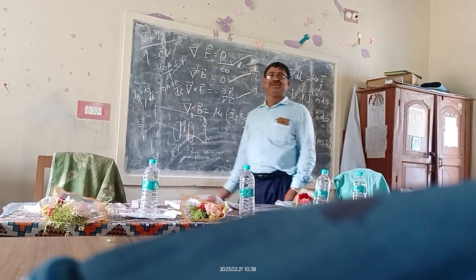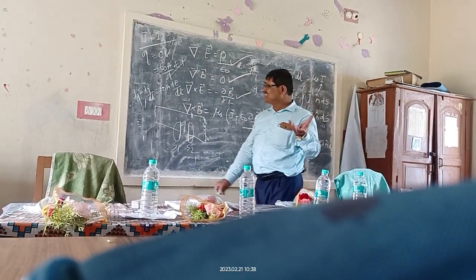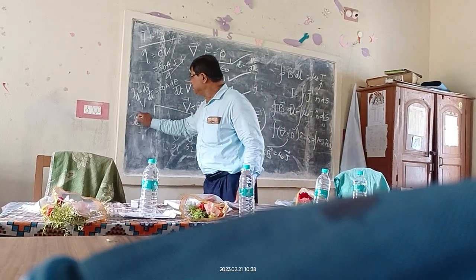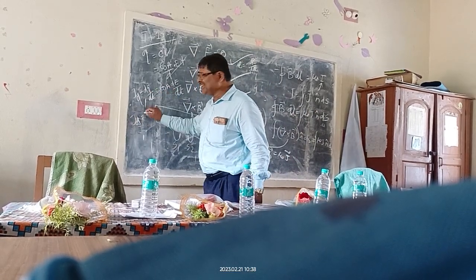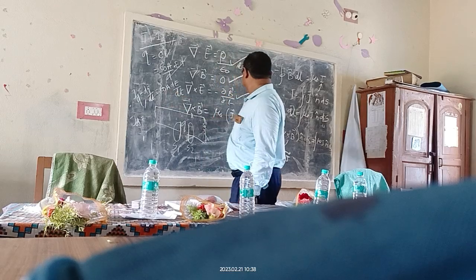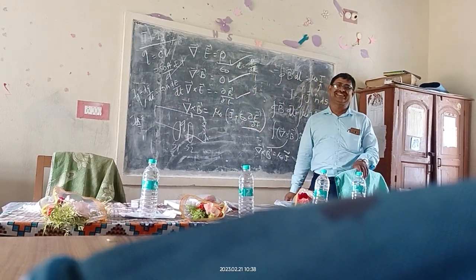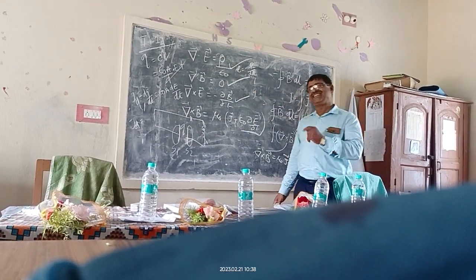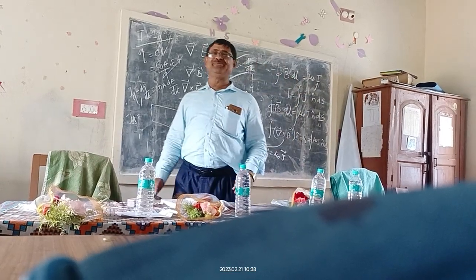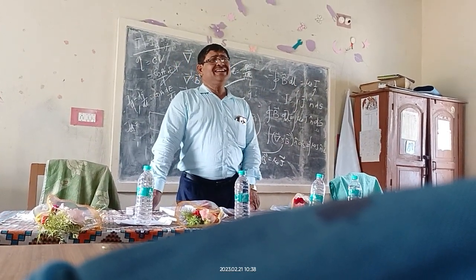This is id. And what is current density? Current density JD is equal to id by A, area, epsilon 0 dE by dt. Okay. So this is Maxwell's equation in differential form.